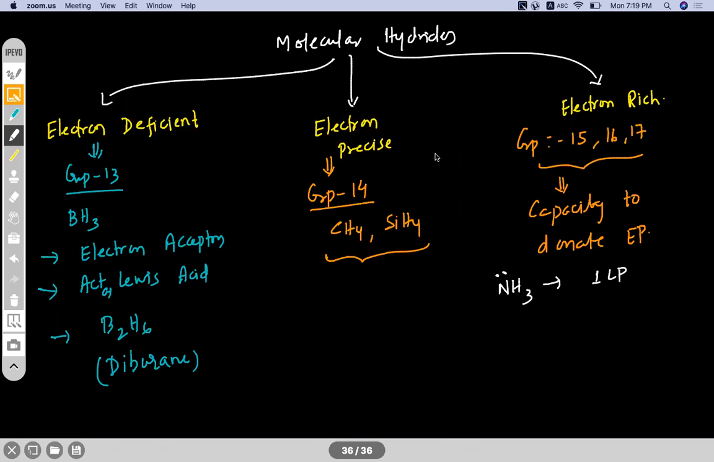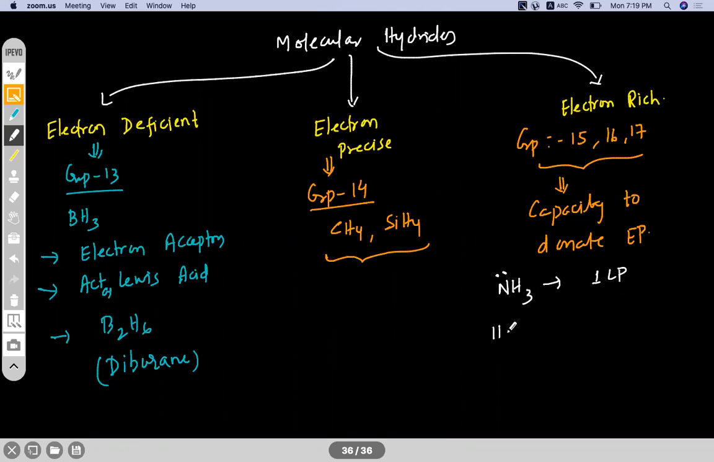Yes, correct. We can say they behave as Lewis base. Their characteristics are similar to Lewis base, right? So this can donate and this can accept. Group 13 can accept and this can donate, and the one in between neither donates nor accepts, it is electron precise.